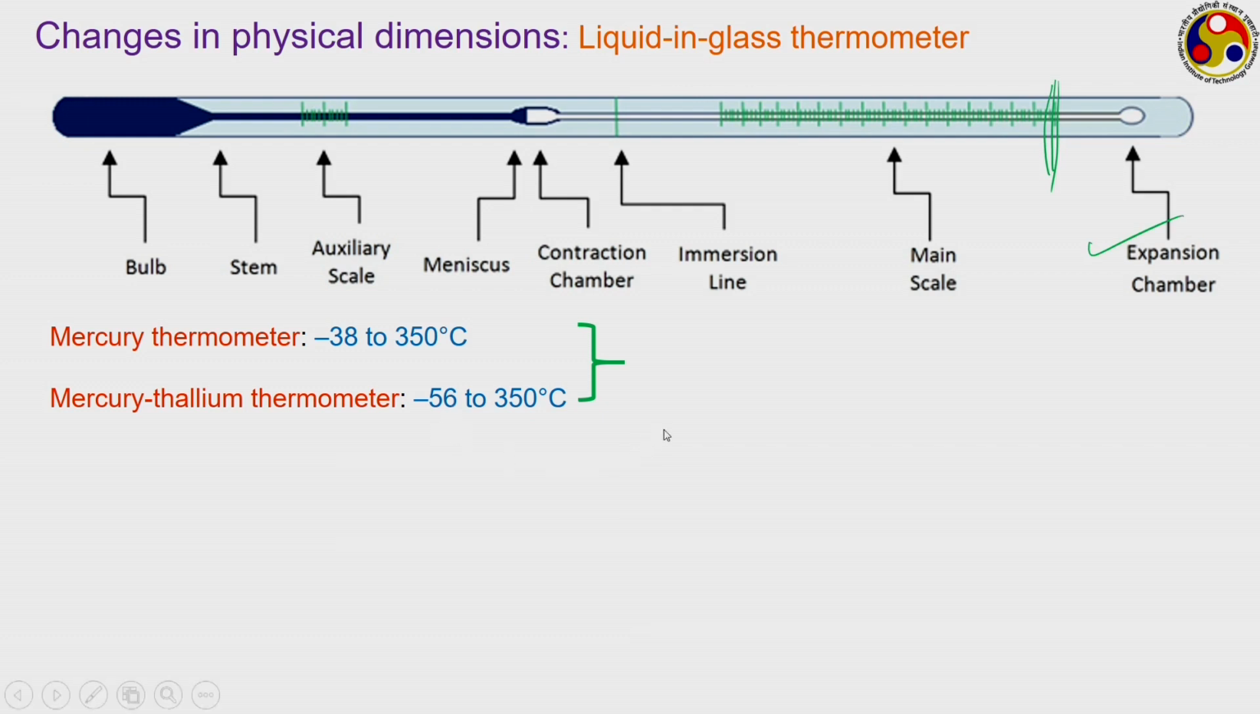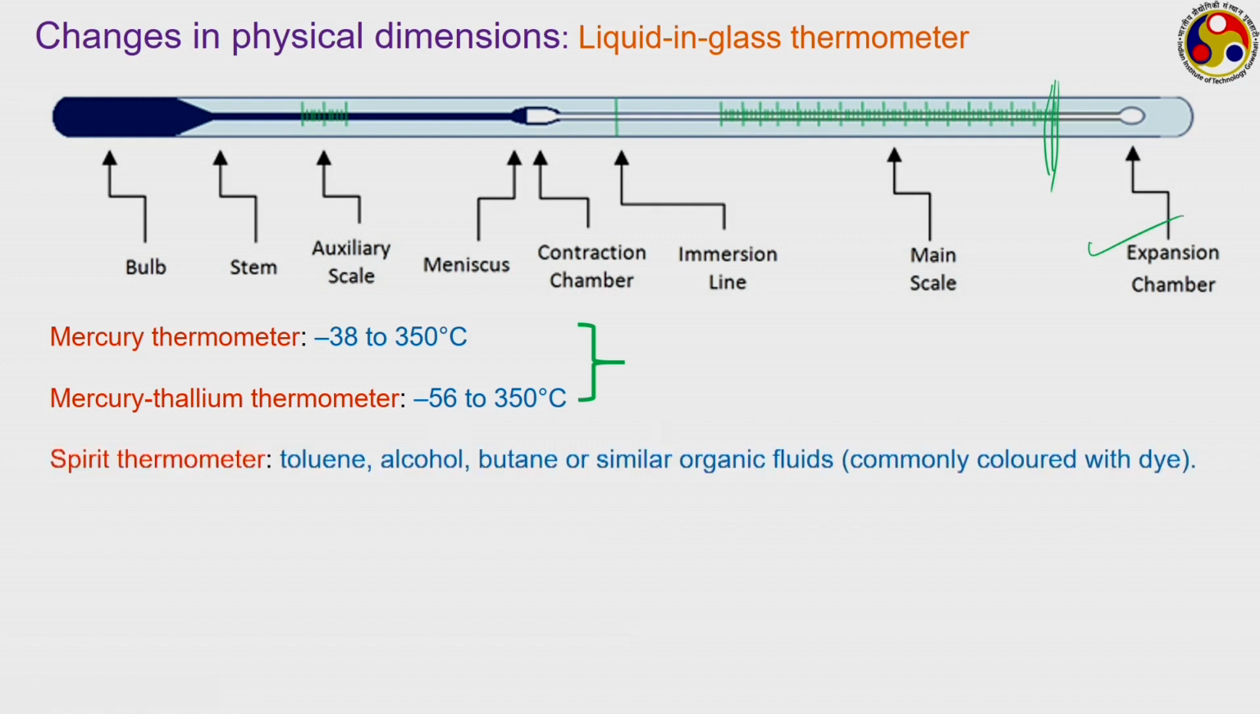Now, the mercury thallium combination also has the same disadvantages. The option for replacing them can be a spirit thermometer. There can be several organic fluids, such as toluene, alcohol, butane, which can also be options. One problem with them is that they are opaque in nature, so it may be difficult to observe their rise, that is why they are often colored with a certain kind of dye, red or blue dye being very commonly used.